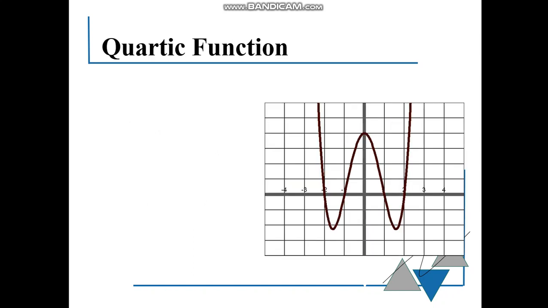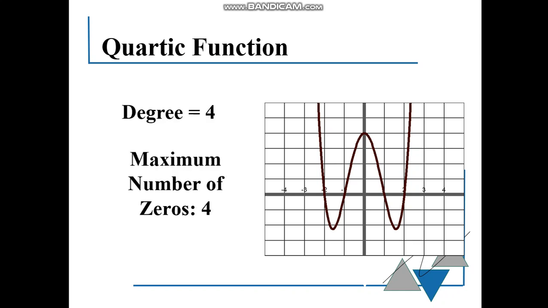So what about a quartic function? Well, I'll just take a guess. It's going to have an x to the 4th in it. So the degree is 4. Maximum number of zeros is 4. And in this graph, you can see we've got 4 zeros, 4 x-intercepts.